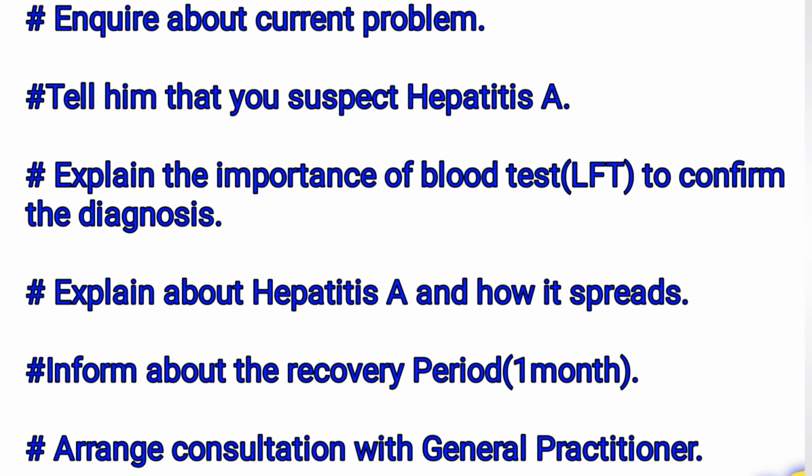So we can tell him, "Mr. John, from your words, I can understand that you just traveled to another country and when you came back, you are having mild fever, vomiting, yellowish discoloration in your eyes and your urine also dark. Is that right? Based on this information, I suspect that you are having hepatitis A. It's a viral infection. Have you heard of this?"